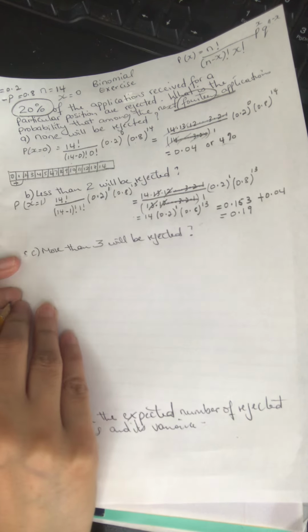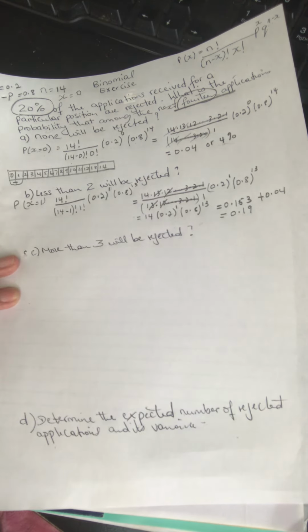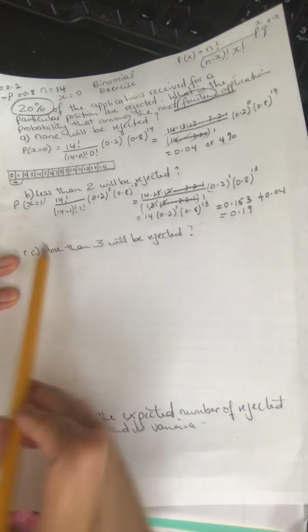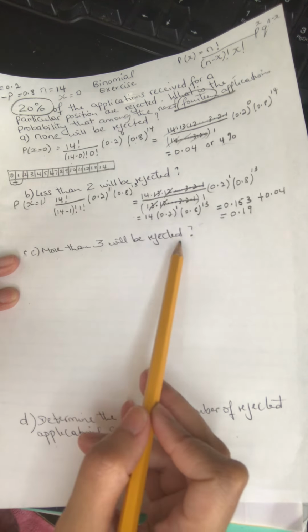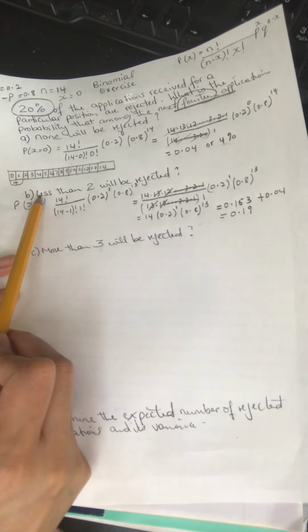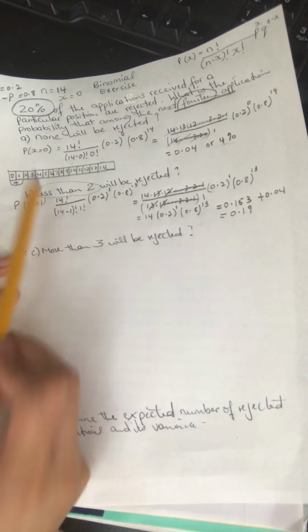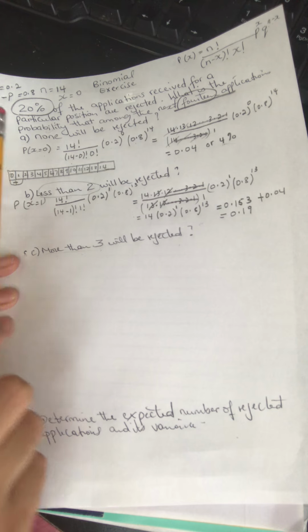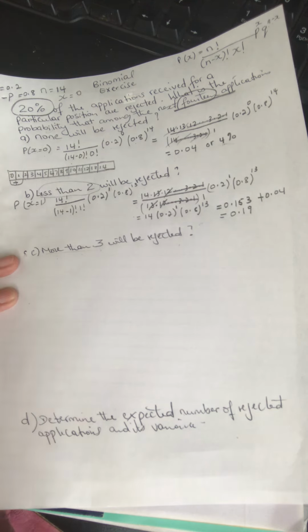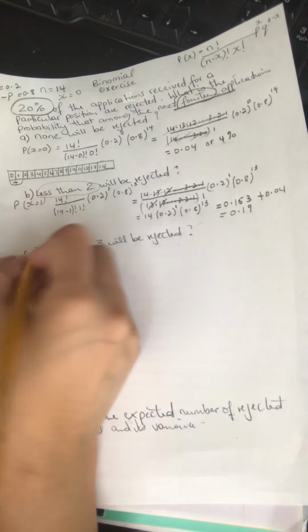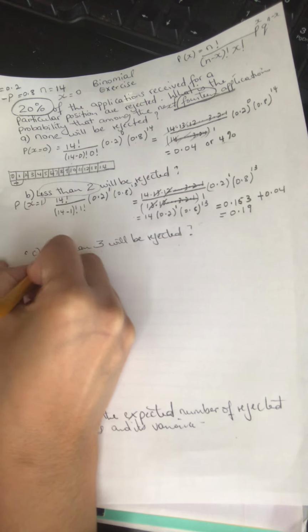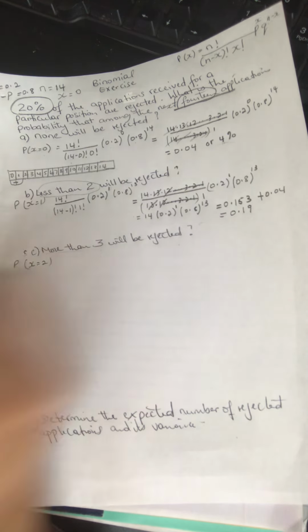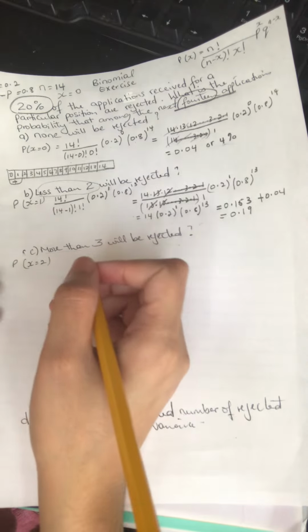Okay, C. What is the probability that among the next 14 applications, more than 3 will be rejected? In this case, we were asked for less than 2. This is more than 3. So we already found x equals 0, x equals 1. So we have to find x equals 2. P of x or f of x.